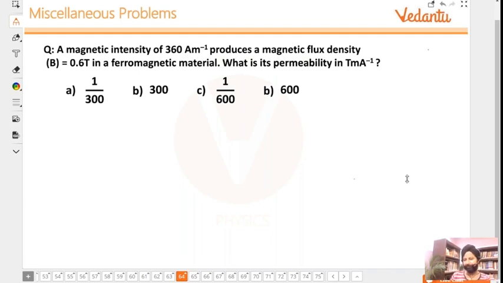Atri Patel, you're right. Okay. Anybody else? Okay. Grishma is giving the same answer. Right. Aryan Malik is right. Okay. Sai Kumar is right. Okay.